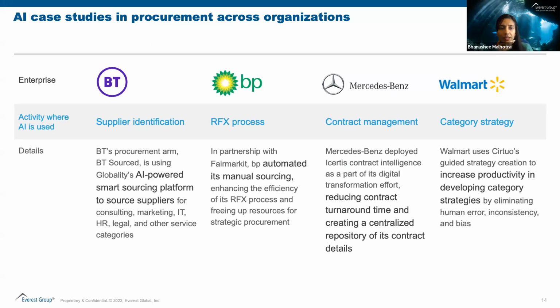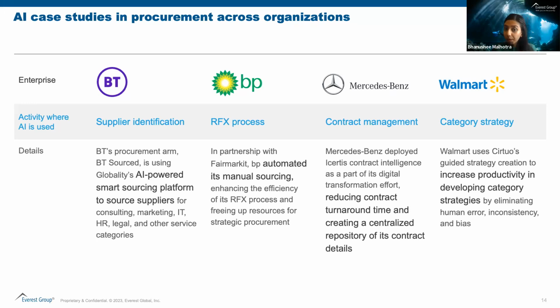And now what we wanted to do was give you examples within these particular use cases. The first one being BT, which is using Globality and their AI-powered smart sourcing platform to source suppliers. BT already has its internal procurement system called BT Sourced, and they've built all these procurement S2P capabilities in-house. But they're also using Globality as a best-of-breed solution to add on the smart sourcing capabilities. So they are using it for supplier identification to ease the sourcing process. And Globality has integrated a smart assistant chatbot to answer your queries and speed up that process so that you focus more on judgment-intensive tasks.